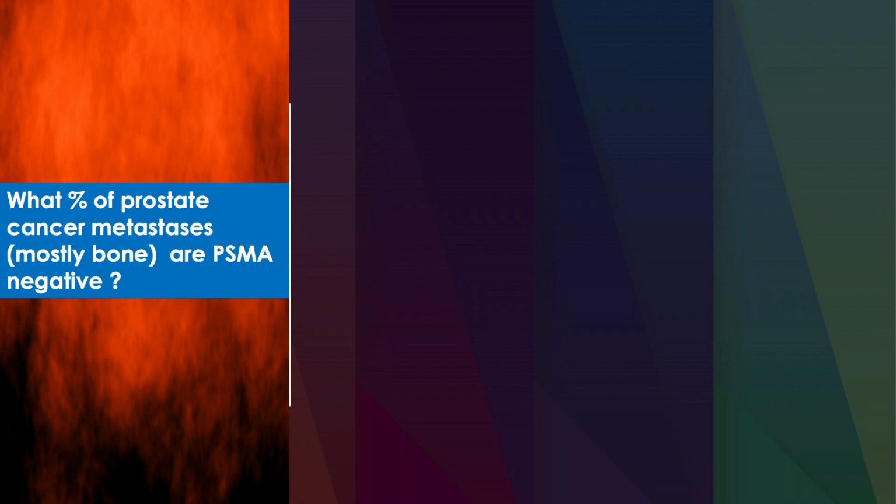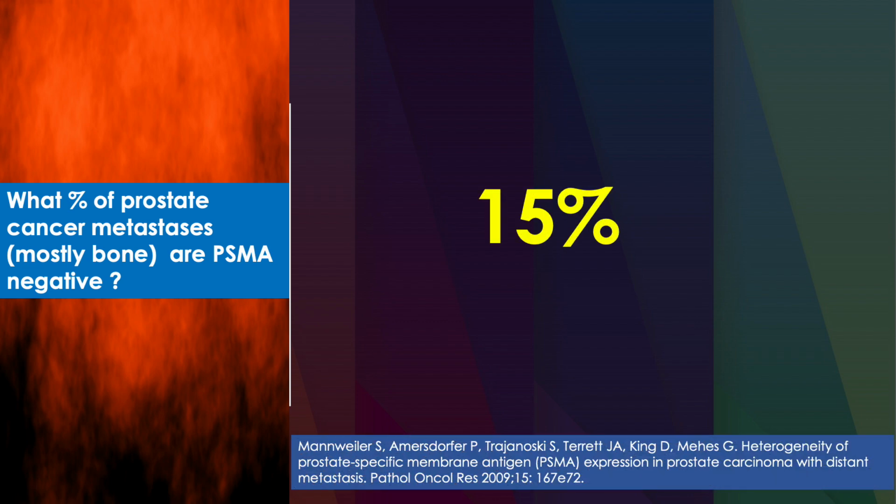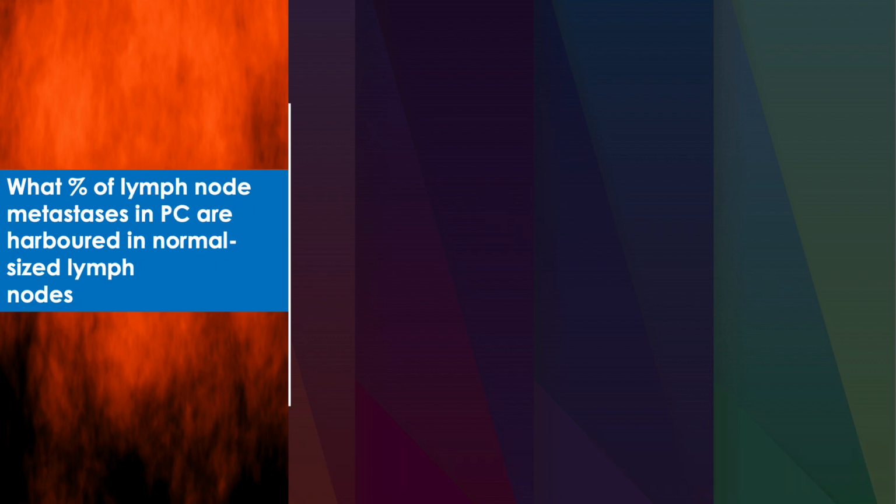Therefore, you need to look at your cross-sectional imaging more carefully in patients with negative uptake on a PSMA scan. And what percentage of prostate cancer metastases are PSMA negative, especially the bone lesions? In about 15% of the patients, the metastasis will be negative. And again, here you need to look both at the morphological imaging as well as the functional imaging to get a definitive diagnosis.